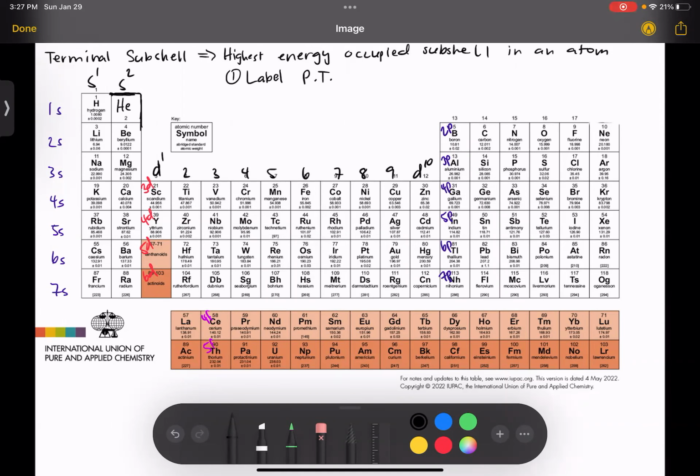Above boron, elements in this column have a p1 terminal subshell configuration, and then p2 for carbon, p3 for nitrogen's group, p4 for oxygen's group, p5 for the halogens, and p6 for the noble gases.